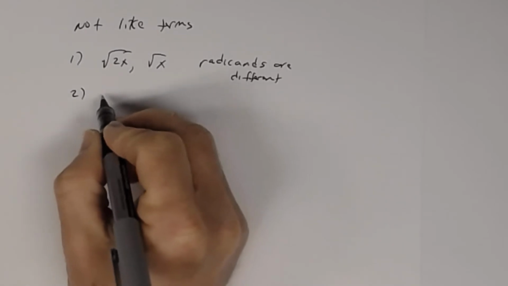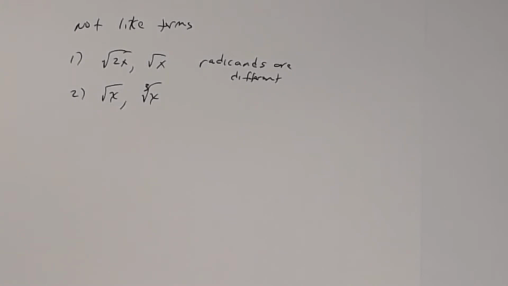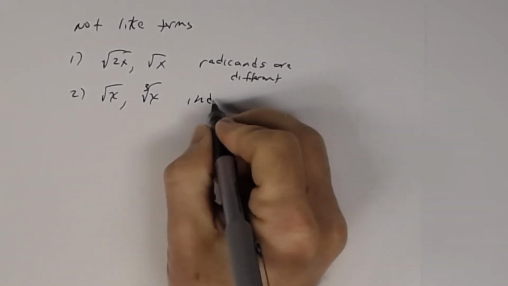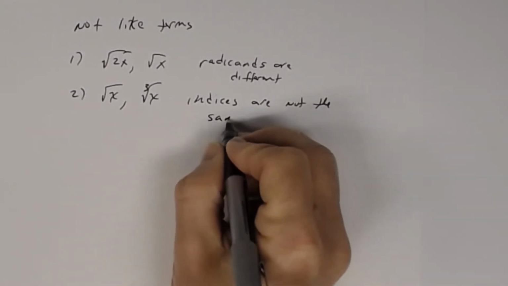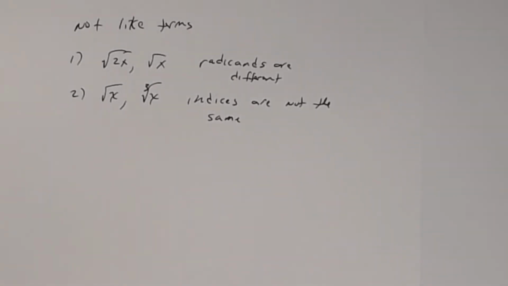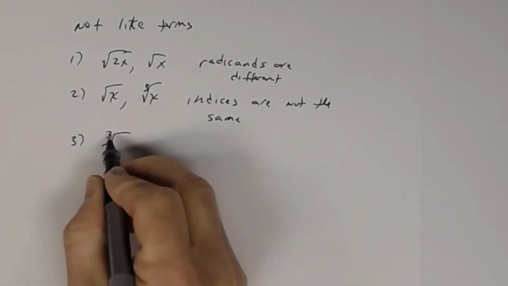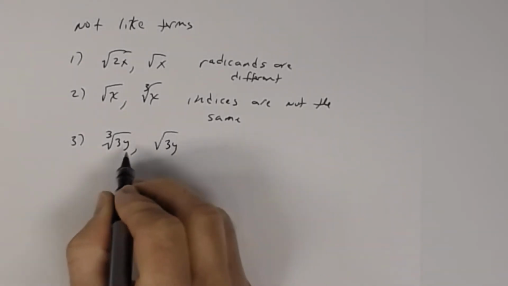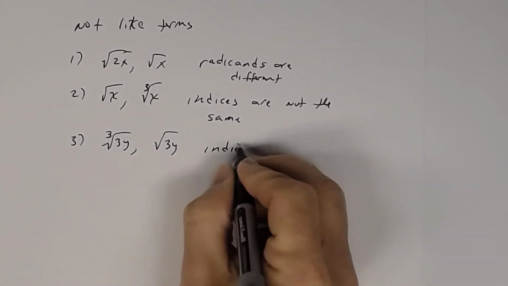Number 2, the square root of x, comma, the cube root of x. All right, so the radicands are the same now, but what's the issue? The issue is that the indices are different. This is square root, this is cube root. So the indices are not the same. Number 3, the cube root of 3y, comma, the square root of 3y. Again, the radicands are the same. The issue is the indices, cube root, square root. So the indices are different.